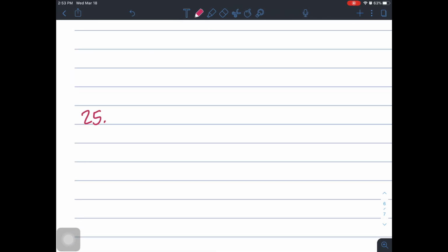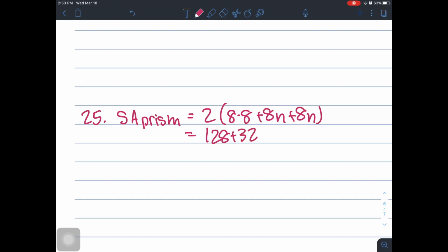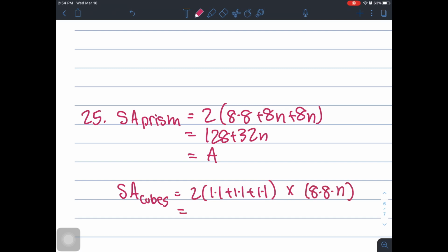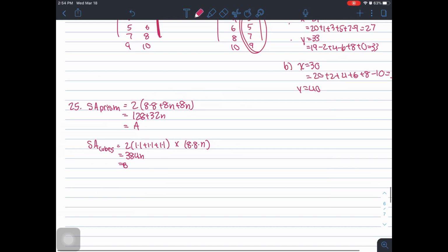So if we look at question 25, we know that the surface area of a prism, in this case, would be 2 multiplied by 8 times 8 plus 8n plus 8n. This would give you 128 plus 32n, which is equal to, as the question said, A. The surface area of the combined cubes is 2 multiplied by 1 times 1 plus 1 times 1 plus 1 times 1, multiplied by the number of cubes in the prism, which is 8 times 8 times n. So this gives you 384n, which the question tells you is B.